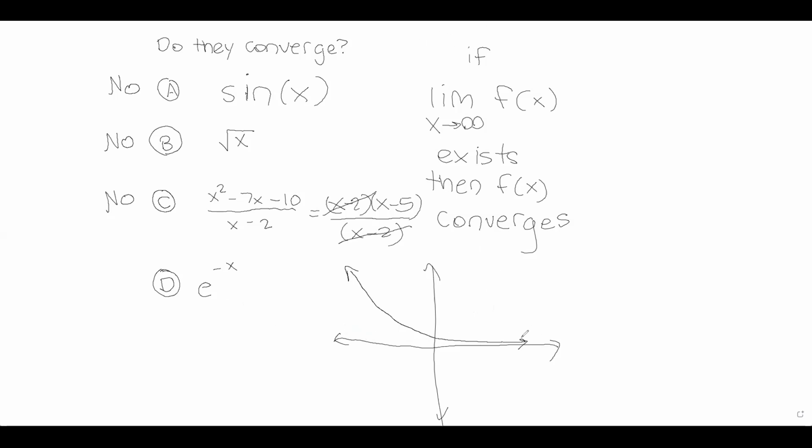And if we're to continue taking larger and larger values of x, if we had maybe e to the -10, e to the -100, e to the -1,000,000, e to the -billion, and so on, we could tell that this would eventually reach 0 if x were to approach infinity. So this one definitely converges. Very nice. Nice job, you guys. So let's continue.